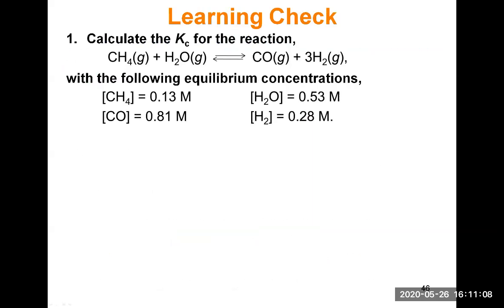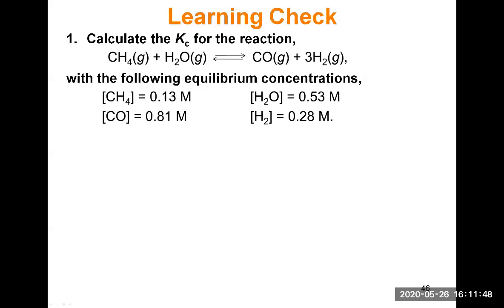So let's go through this learning check to practice calculating the Kc value. You're given the chemical equation: methane, CH4, a gas, plus water, H2O, a gas, in equilibrium with CO, carbon monoxide, a gas, plus 3 H2, hydrogen gas. You're given the equilibrium concentrations for CH4, CO, H2O, and H2.